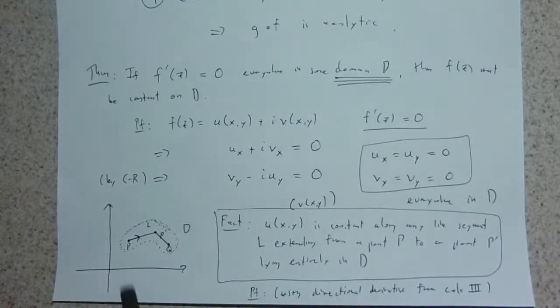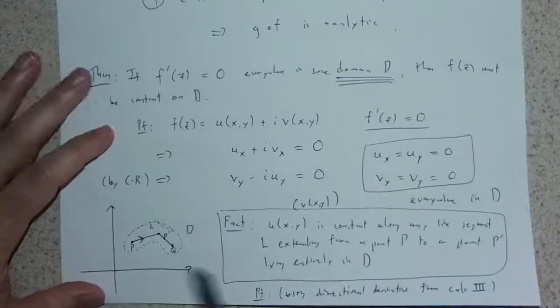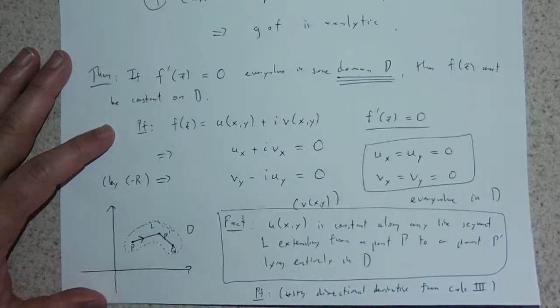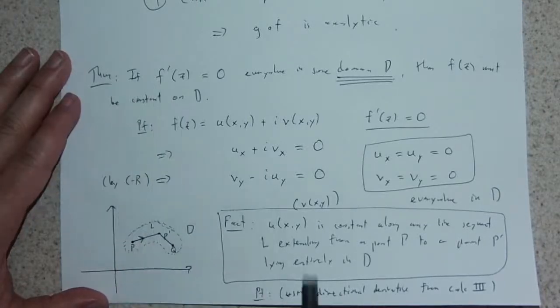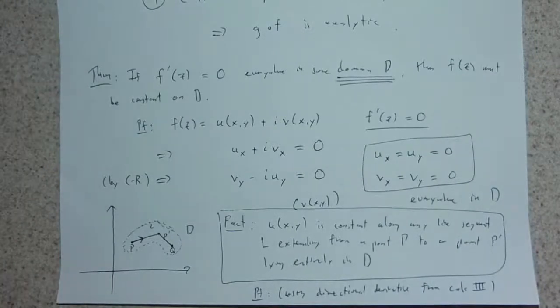Okay, and so since f is constant along any line segment connecting 2 points in D lying entirely in D, and since any 2 points in my domain D are connected by finitely many such line segments, and my function f is going to be constant along any of those, what do I get? Right? I get that the image is always the same, right?